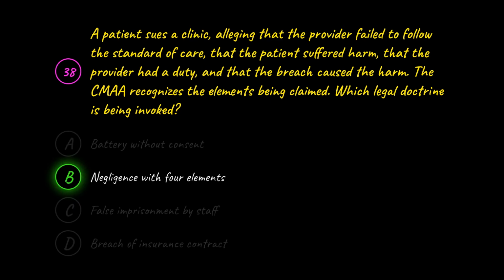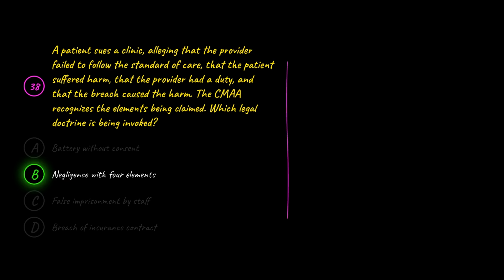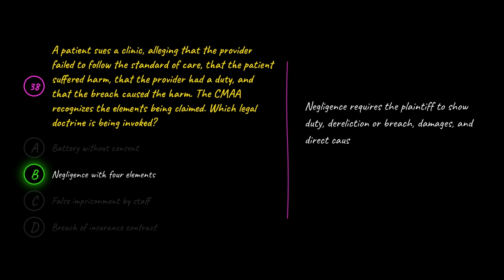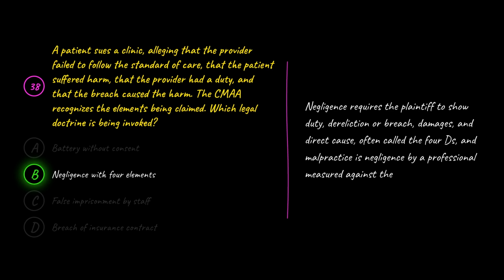The correct answer is B. Negligence with 4 elements. B is correct because negligence requires the plaintiff to show duty, dereliction or breach, damages, and direct cause, often called the 4 Ds, and malpractice is negligence by a professional measured against the relevant specialty standard.